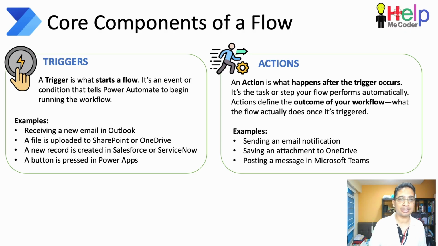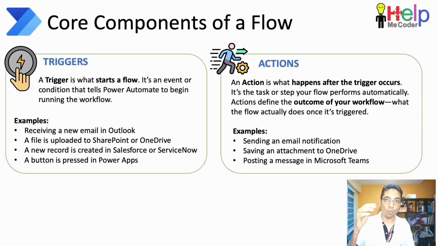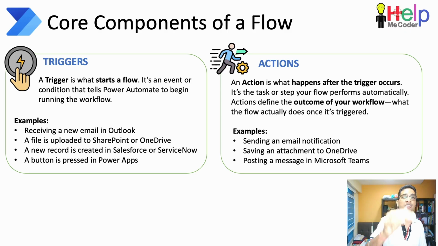Some examples are receiving a new email in Outlook. Once you receive an email, you want to do something. Once a file is uploaded onto SharePoint or OneDrive, then you want to do something. A new record is created in Salesforce or ServiceNow, then you want to do something. A button is pressed in Power Automate, then you want to do something. So whatever is the triggering point is called a trigger. Most of the flows that you build will have one trigger, and based on that one trigger, you will do a lot of actions.